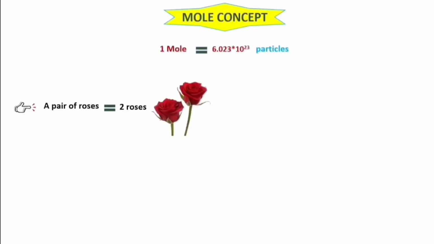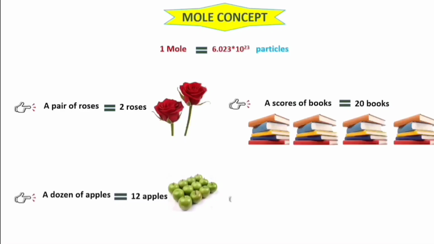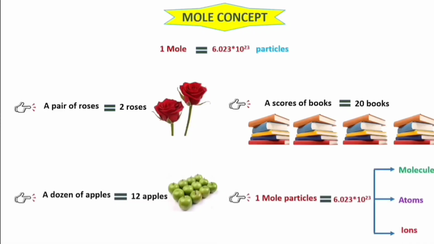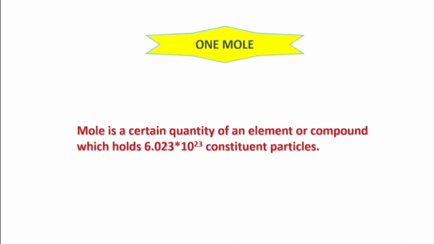When we say a pair of roses, it means 2 roses. When we say a dozen of apples, it means 12 apples. When we say a score of books, it means 20 books. And when we say 1 mole of particles, it means 6.023 × 10^23 particles. And particles may be molecules or atoms or ions. So mole is a certain quantity of an element or compound which holds 6.023 × 10^23 constituent particles.